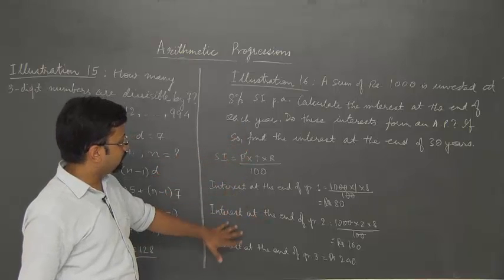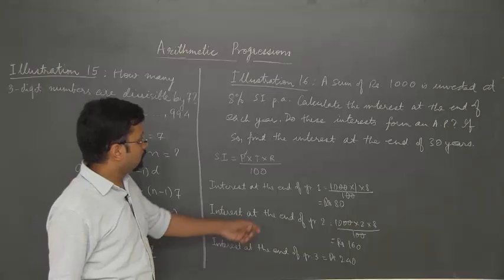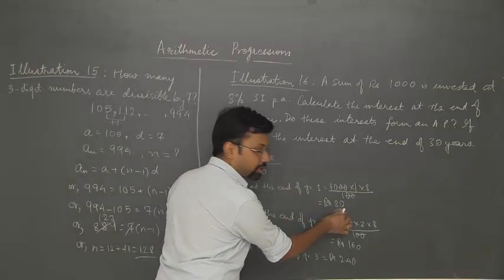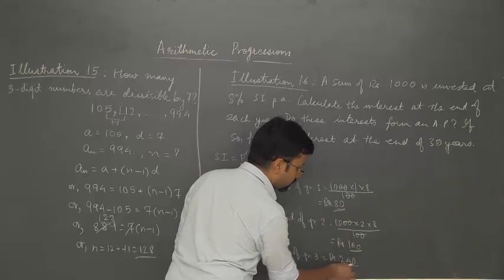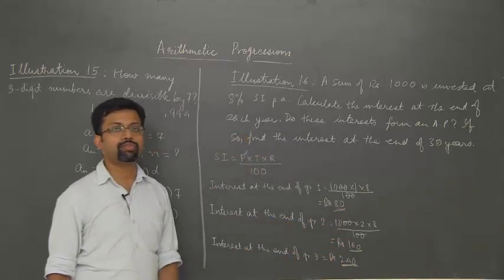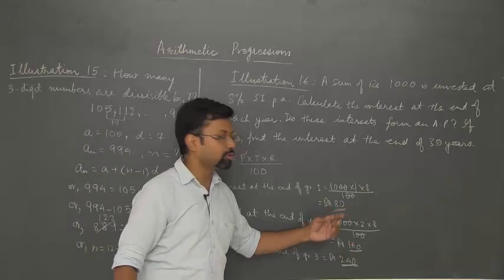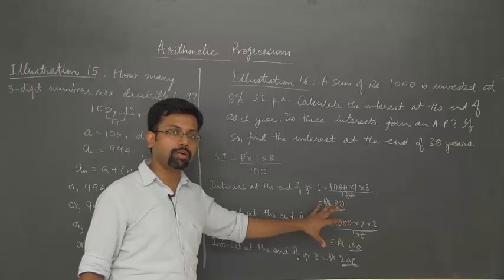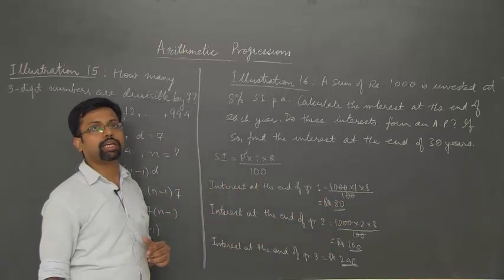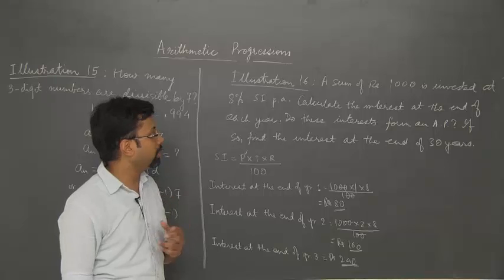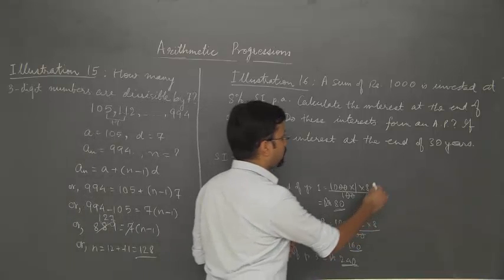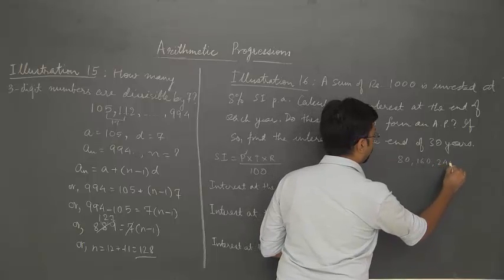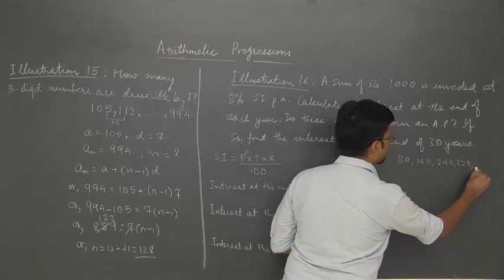So we are calculating the interest at the end of each year. Do these interests form an AP? This is the first year interest, this is the second year interest, this is the third year interest. The common difference, if you see for the interest, it always comes out to be 80. So the common difference is a constant fixed number, and hence the interests at the end of each year indeed form an AP, and the terms of the AP would be 80, 160, 240. What will be the next term? It will be 320, and it will continue.